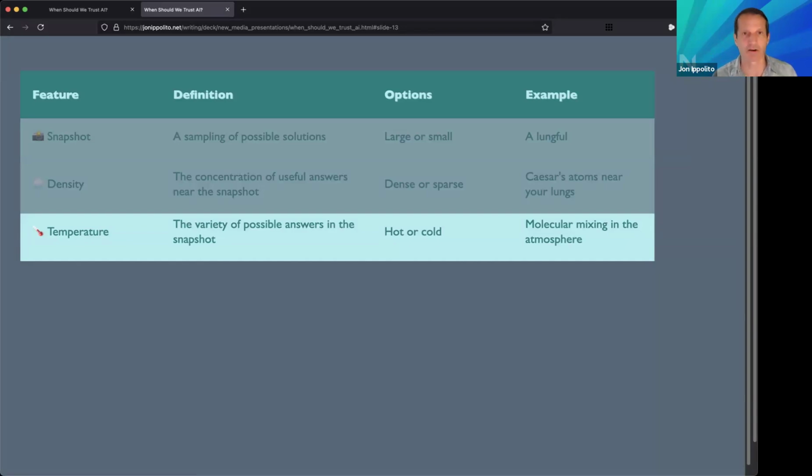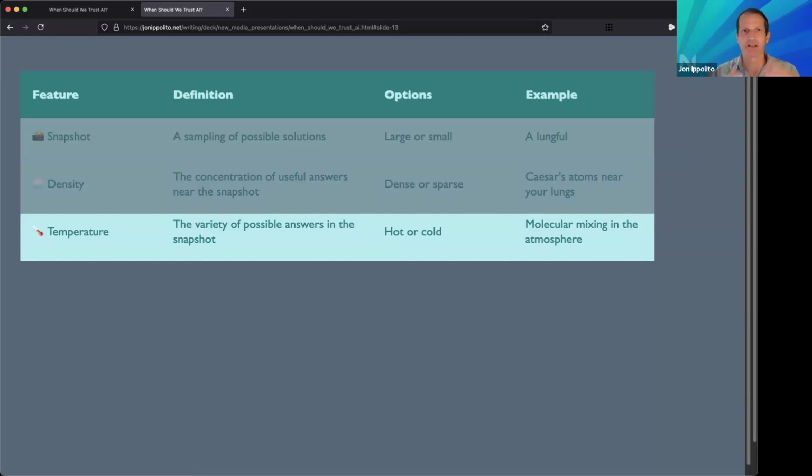So when you go outside and it's hot, the air molecules are bumping into you, and that's the sort of definition of temperature from a physical or chemical perspective. Well, we can also think of temperature as the variety of possible answers in the snapshot.